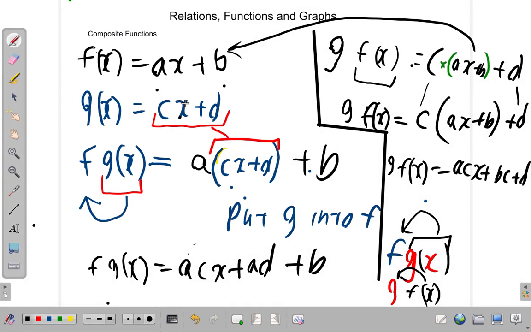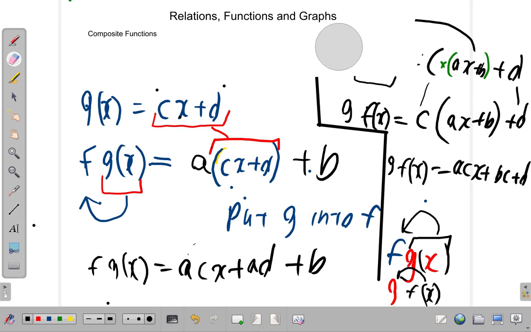We continue looking at relations, functions, and graphs, and specifically at composite functions. In a previous video, we looked at two general functions and we made a composite function. Well, we made two composite functions from them. Let's look at a more specific example now. Let me erase these.